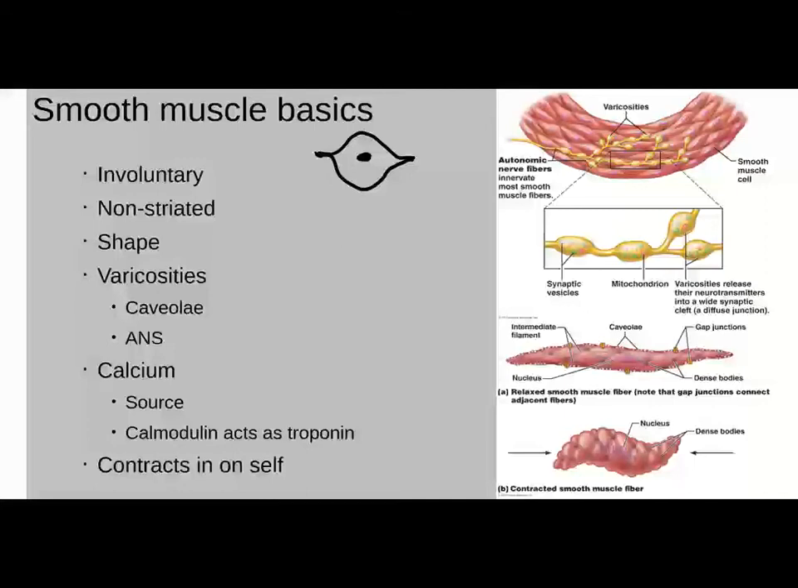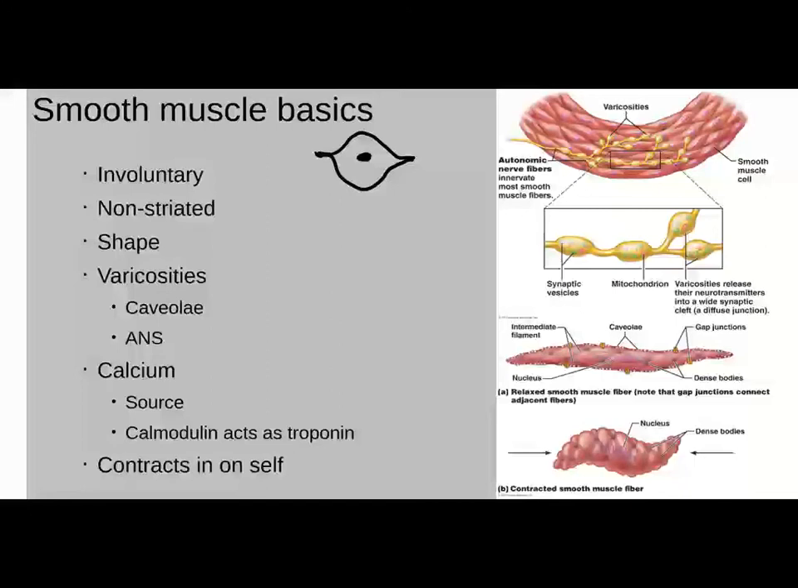Once inside, the calcium binds to something called calmodulin. Calmodulin kind of acts the same way as troponin. It allows myosin and actin to interact with each other. This myosin and actin, even though they're not going to be in the same structural layout because they don't have any sarcomeres, they're still going to behave the same way. The actin and the myosin will attach to each other, and the myosin will move the actin.